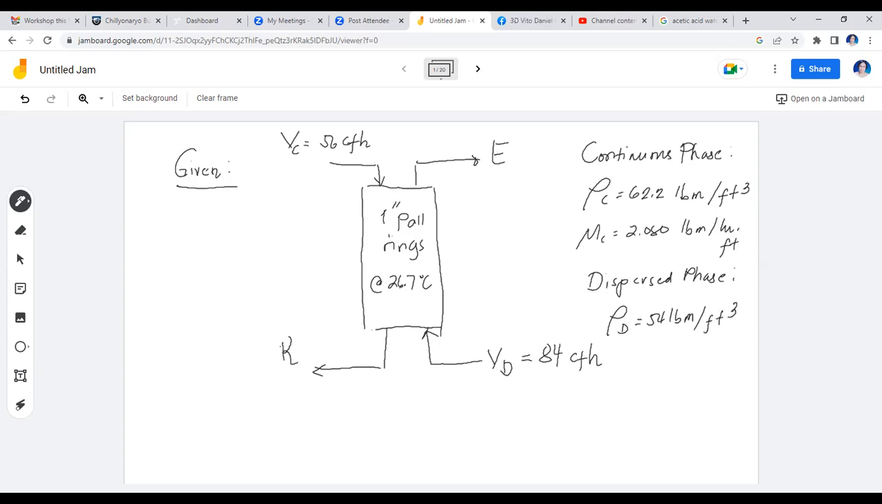Now, the problem gives us the interfacial tension. So this is what I mentioned, that the interfacial tension, even if it's just limited to 10 dyne per centimeter, in the case of packed tower, this problem has 25 dyne per centimeter for its interfacial tension. Okay, I think that's it in terms of the given for this problem.